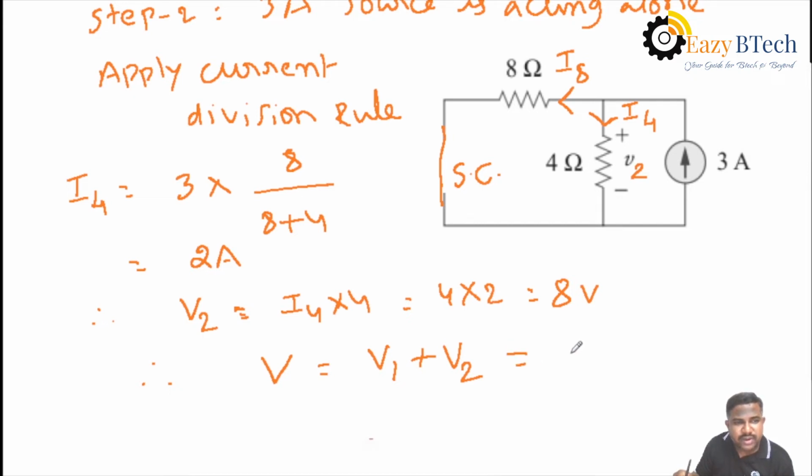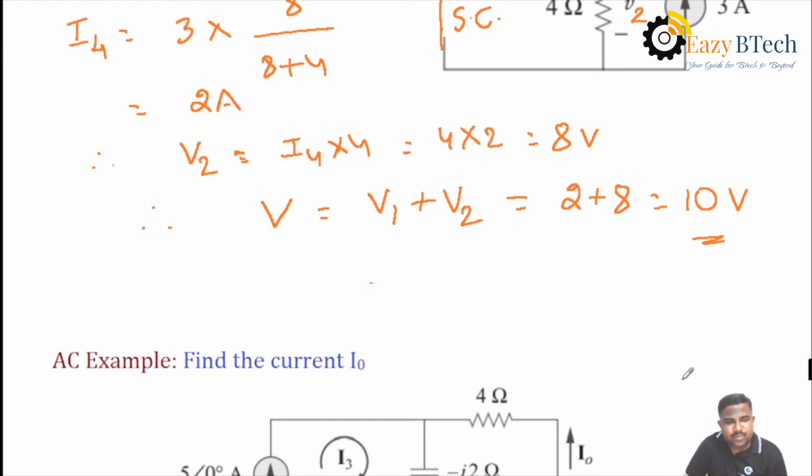Then what is the V1 value here? V1 value is 2 volts and V2 value is 8 volts. Then the total value becomes 10 volts. Okay, this is the total response value by taking only a single source at a time. So that is the statement of the superposition theorem.